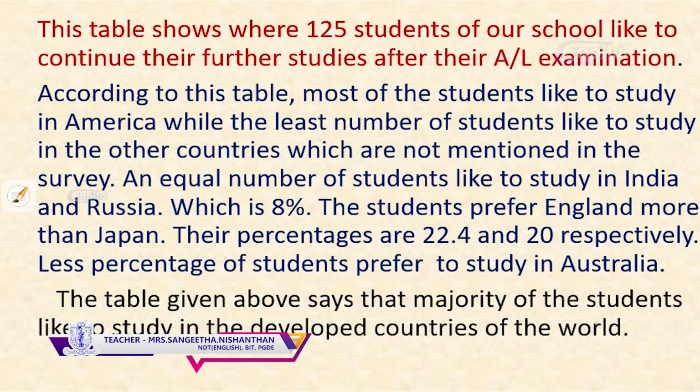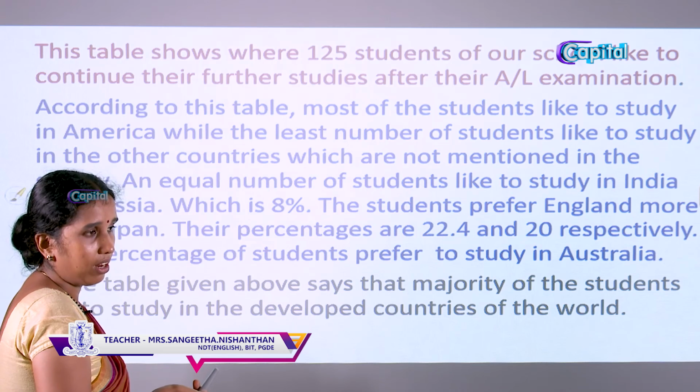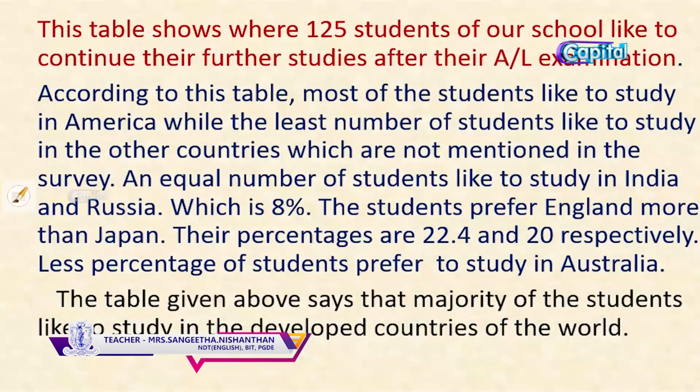This is the introduction. This is enough for the first paragraph. And in the second paragraph, according to this table, most of the students like to study in America, while the least number of students like to study in the other countries, which are not mentioned in the survey. So they compared the most and the least in a single sentence in the second paragraph. It is the key data of the table.